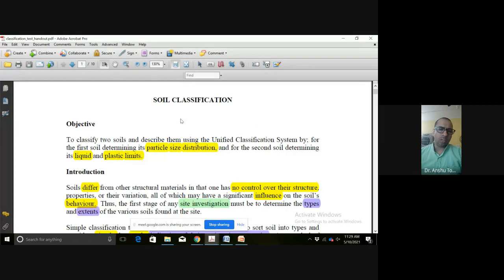So you can go through these 5 domains: aim, objective, procedure, readings, and conclusion. That is how we infer from the readings what the values are going to be. To classify 2 soils, and this is the most important actually, that is why I've taken it at the first instance. This we have already done using the other book.